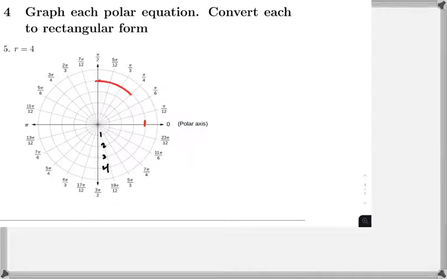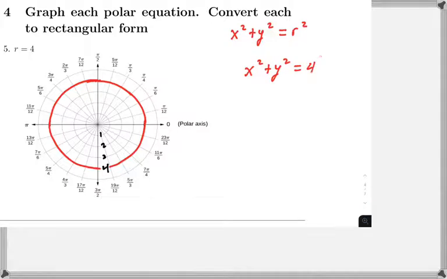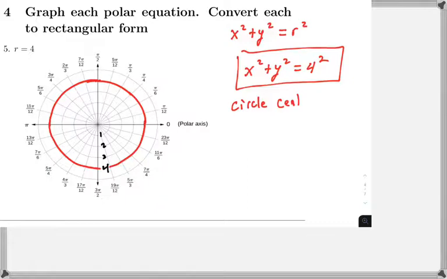And r equals 4 is going to be the simplest graph. It is simply a circle of radius 4 centered at the origin. So we're going to graph each polar equation. We've done that, and we're going to convert it to rectangular form. Now we know that x squared plus y squared is equal to r squared. So x squared plus y squared is equal to 4 squared. Okay, and this is a circle centered at the origin of radius 4.